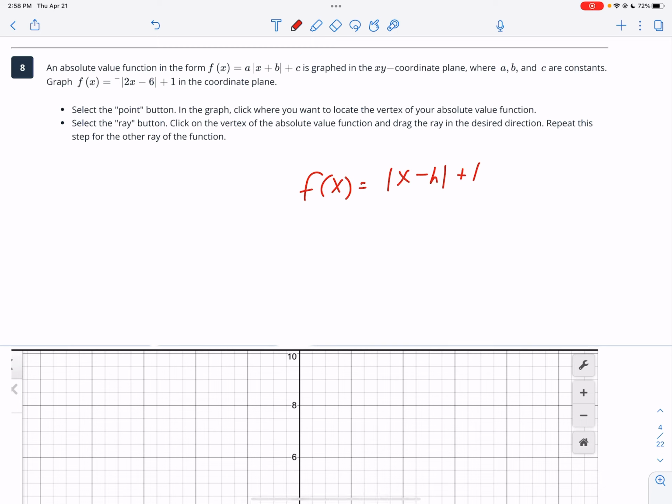And then this plus k right here, on the outside, directly modifying your output, your y value, is going to move it up or down. And a number out in front of this is basically how much it is stretched or compressed. It's going to affect the slope of that. It might make it more narrow. A lot of different things going on.